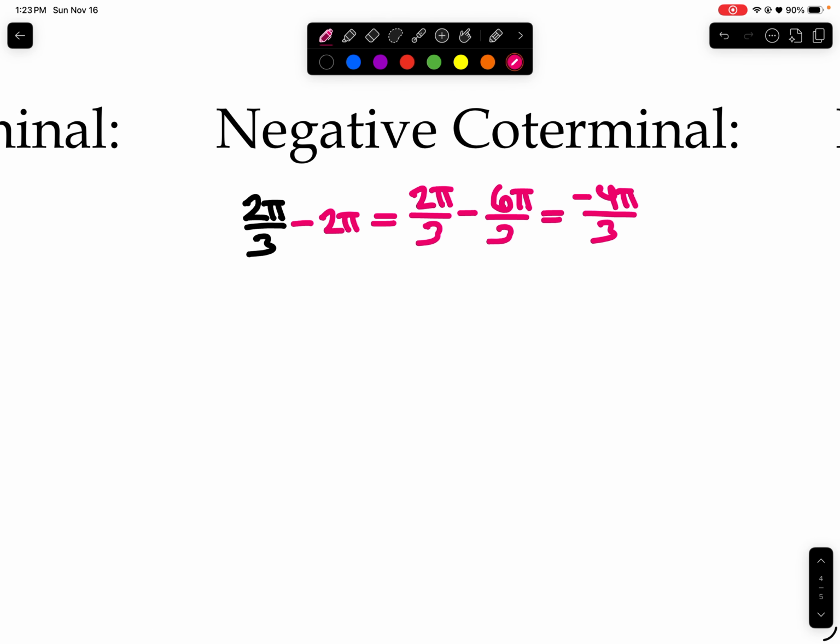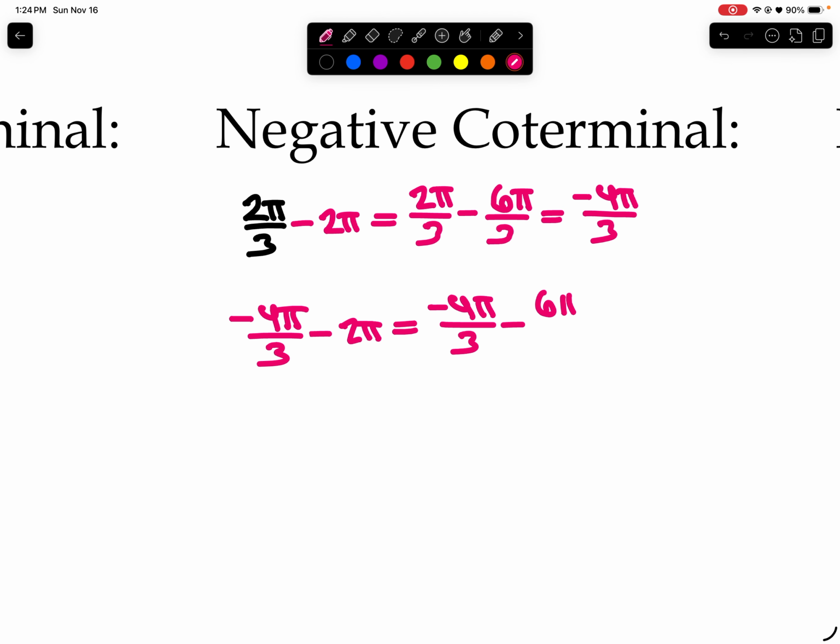Okay, now just to keep going. So we have negative 4 pi over 3. And then I'm going to subtract 2 pi again. So negative 4 pi over 3 minus 2 pi, which we're going to rewrite as 6 pi over 3, which is going to be negative 10 pi over 3. So there are your 2 negative coterminals.